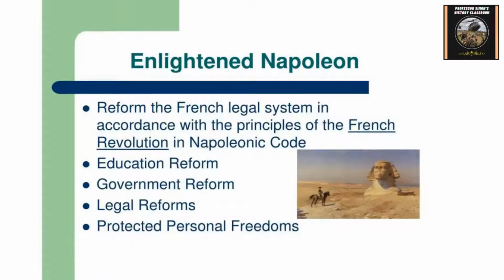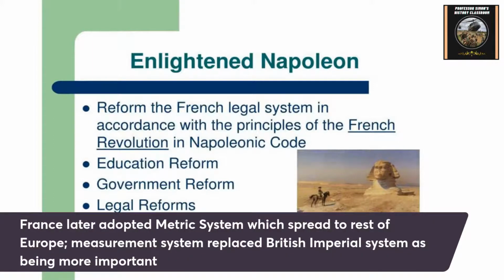Another thing that Napoleon did, which I think indirectly he did, is that the French had developed the metric system in Europe. And that system later spread throughout Europe, a lot of it due to French conquests during the Napoleonic Wars. It became more important as a measurement system than the British imperial system overall today. Basically, the meter, the gram, the liter become the basic measurements in Europe instead of the inch, foot, ounce, pound.